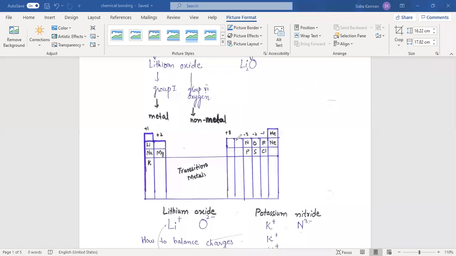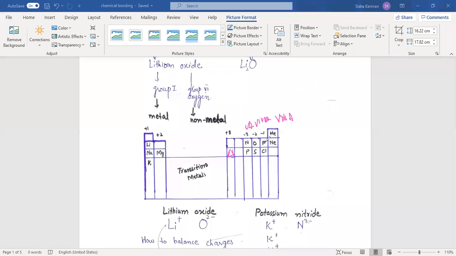Okay, so aluminium has 3 plus valency. Nitrogen, oxygen, fluorine, phosphorus, these groups. This is group number 5A. This is 6A. This one is the 7A group. And this last one is the 8A group, or inert gases or noble gases.